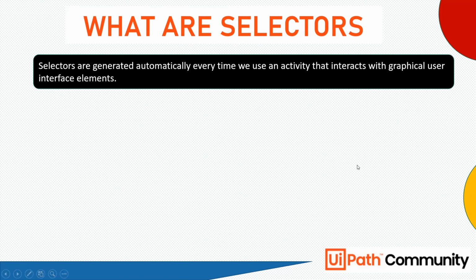Selectors are generated automatically whenever we interact with a graphical user interface. GUI means whenever there is a user interaction, where we are interacting with the mouse and the keyboard. Whenever, with the help of UiPath Studio, we interact with anything on the screen, a selector is automatically generated by UiPath for us. We will see the selector for our automation now.